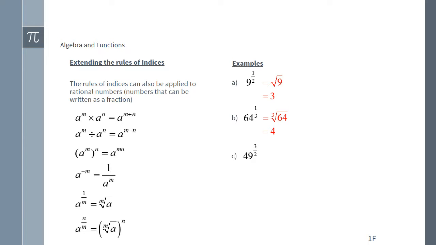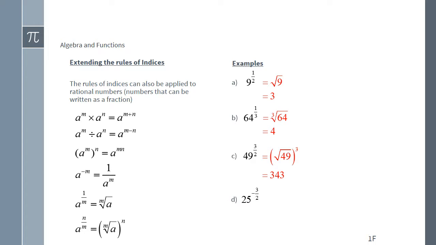49 to the 3 over 2. Split it up into the two separate parts. The half means the square root, so it's the square root of 49, and the 3 part means cubed. 7 cubed, 343.